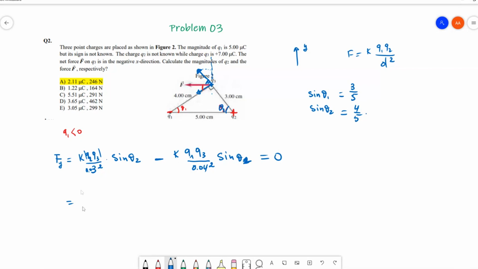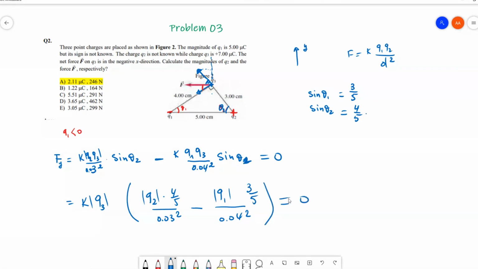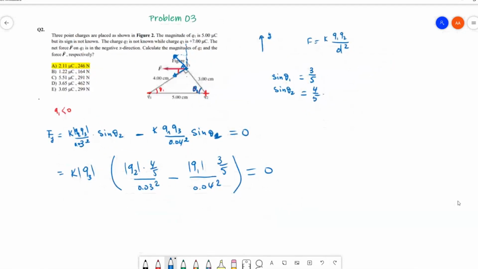So here I will have K as a factor, Q3 as a factor. I will have just inside Q2 multiplied by 4 over 5 minus Q1 in absolute value, of course, over 0.04 square, and here the sine is equal to 3 over 5. I have a product which is equal to 0. All this product is equal to 0. So only this one is equal to 0.